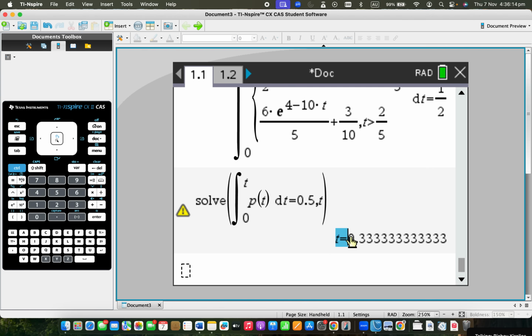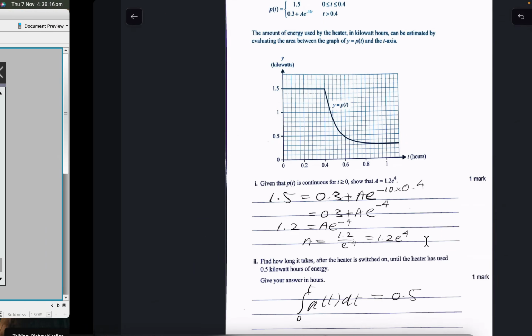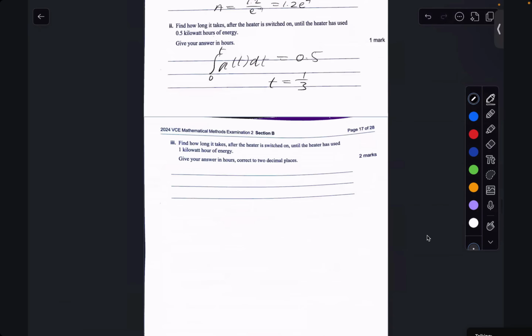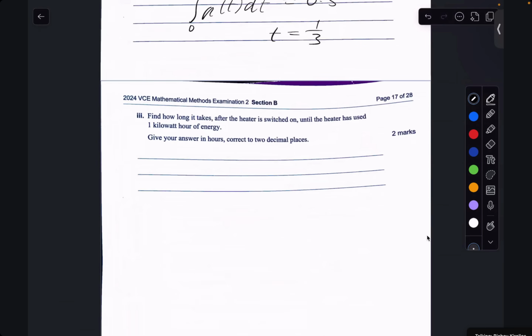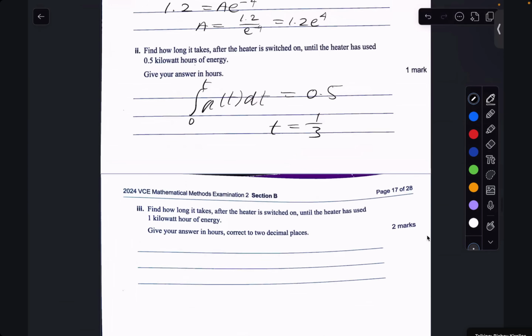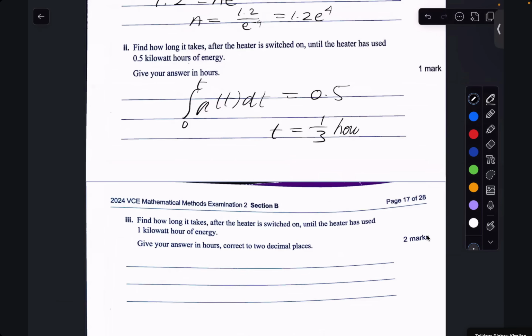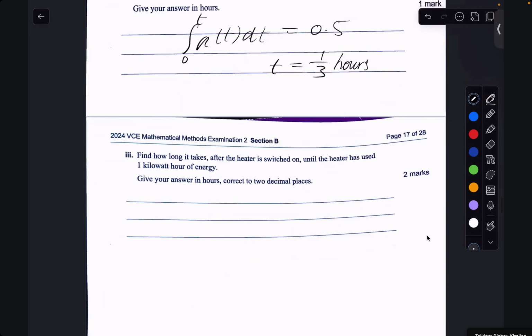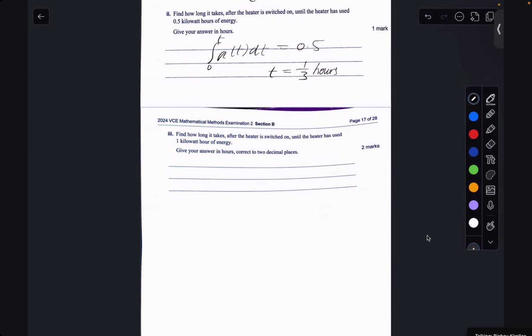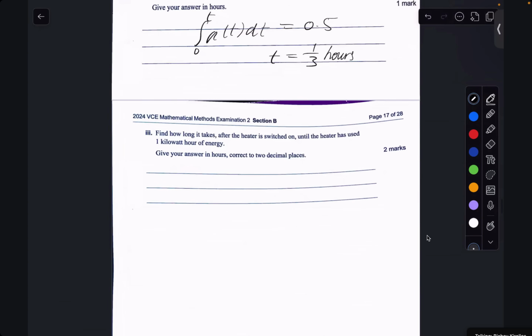Okay, so it didn't work when you do exact, but that's 1/3. Alright, find how long it takes after the heater is switched on. It says give your answer in hours, so you don't need to write anything. Find how long it takes after the heater is switched on until the heater has used 1 kilowatt of energy.